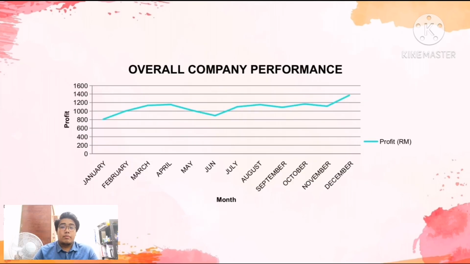Overall performance analysis. Based on the overall company performance, we can see the highest gross profit is in December, which is 1,372 ringgit 50 cent, and the lowest gross profit of the company is in January, which is 809 ringgit only.